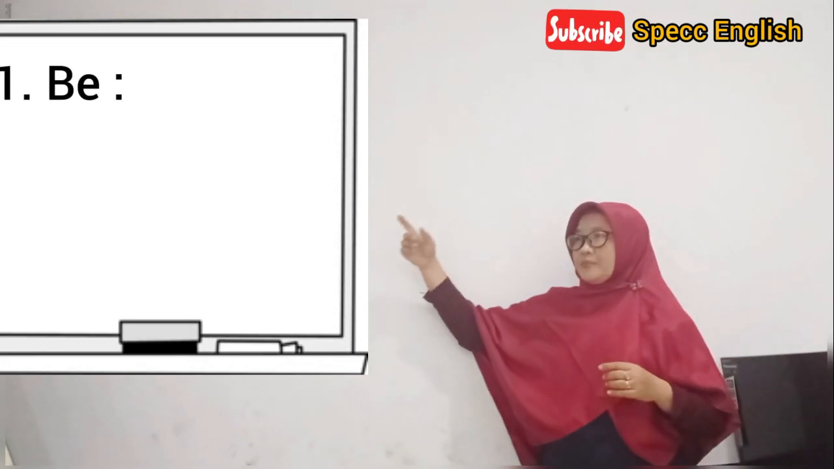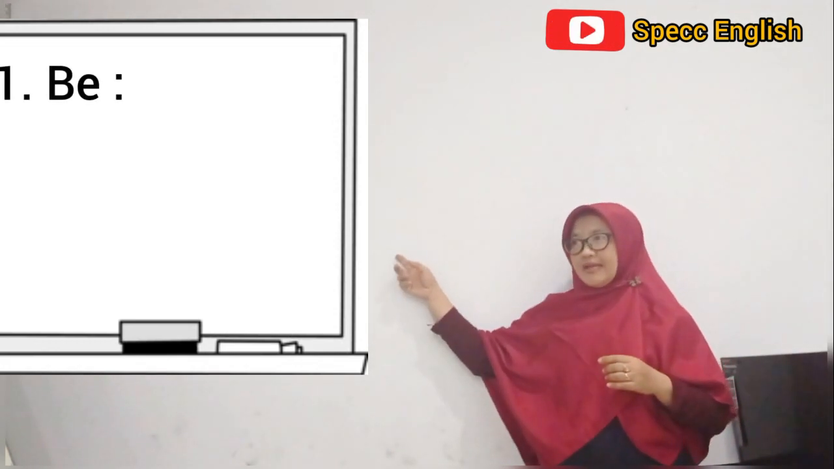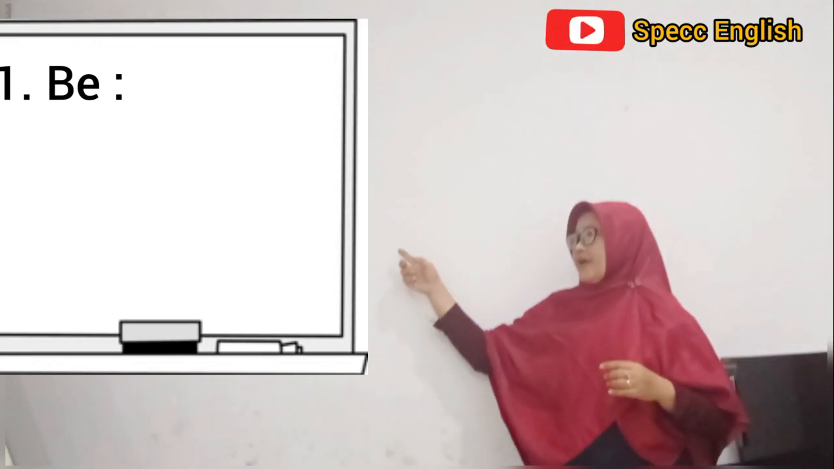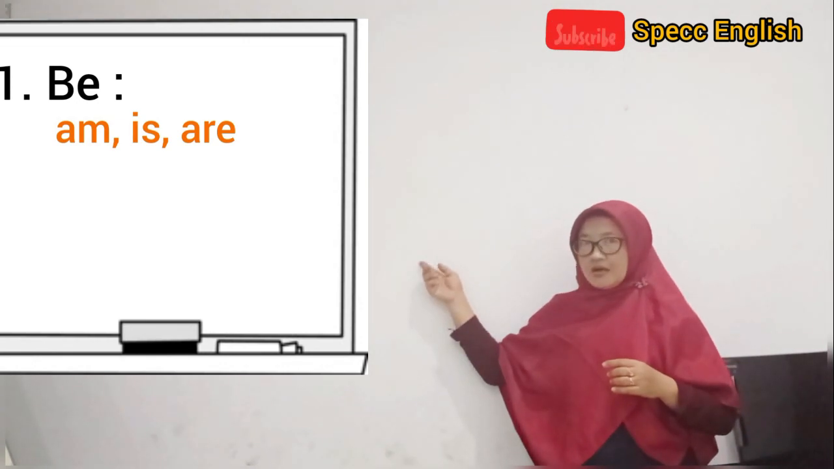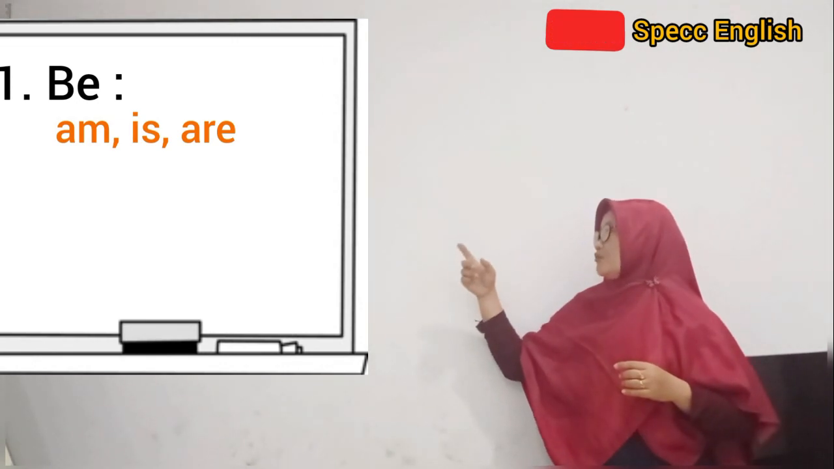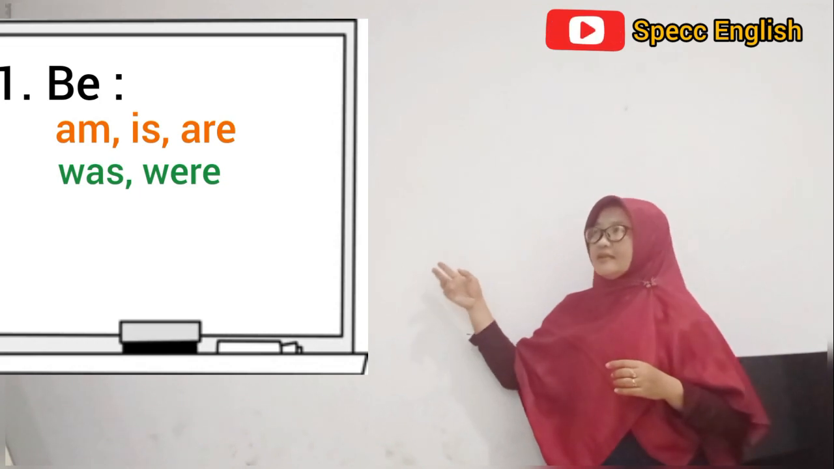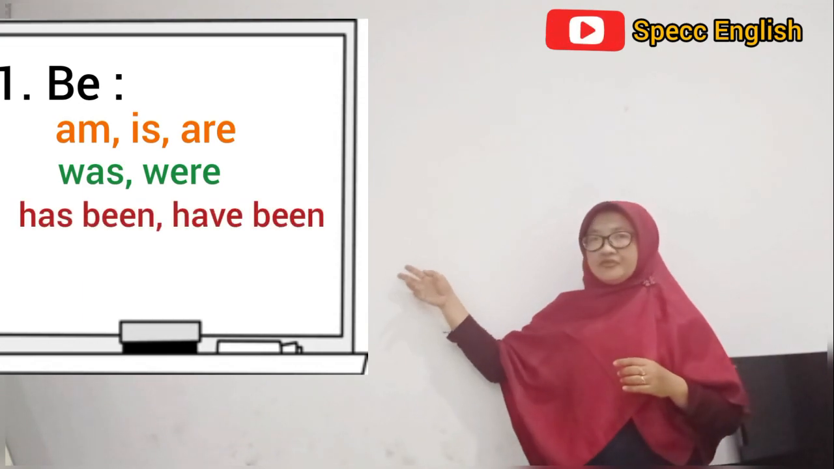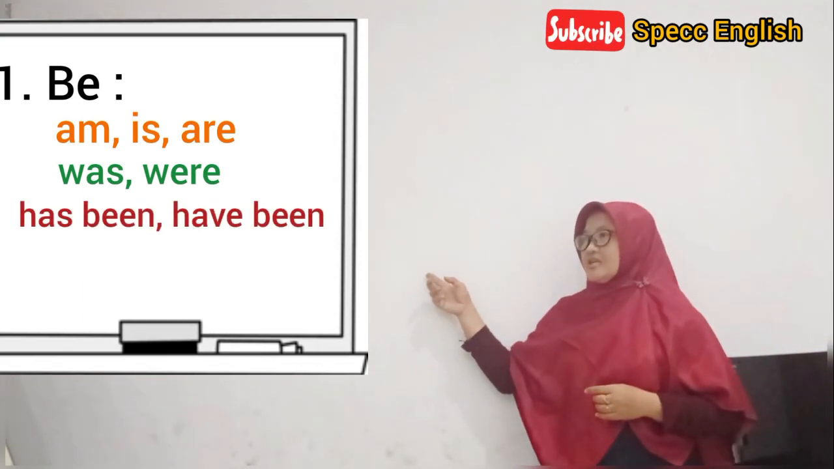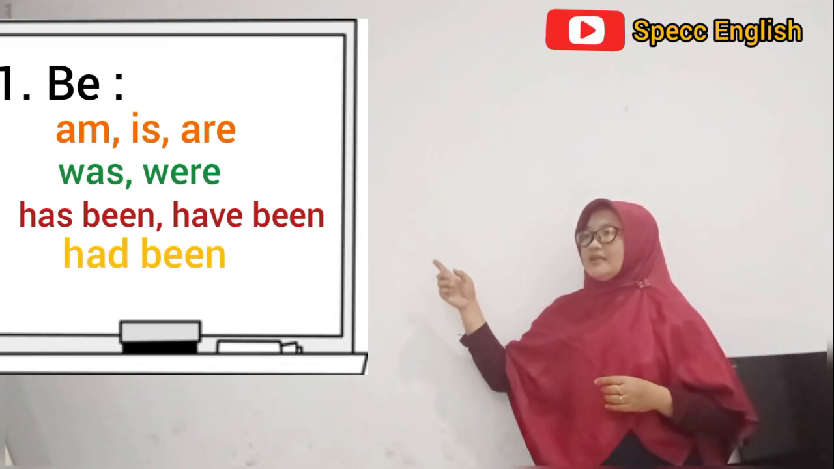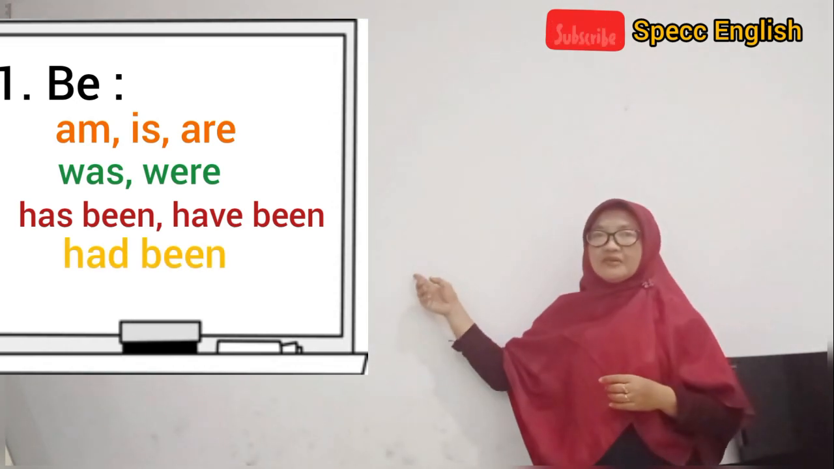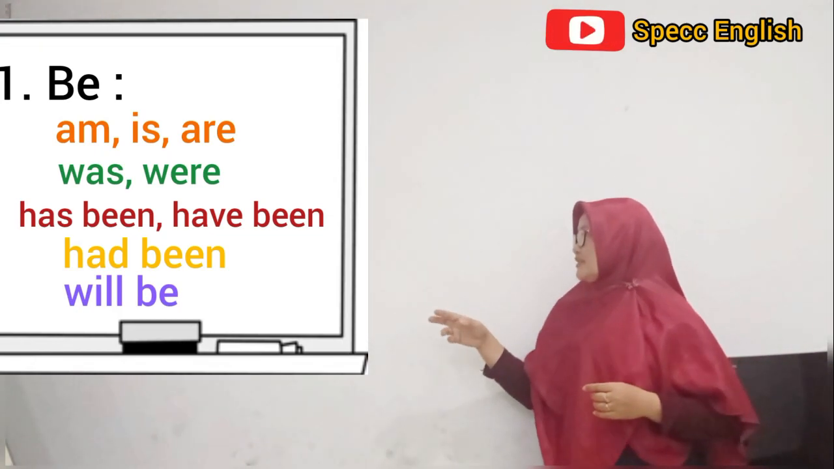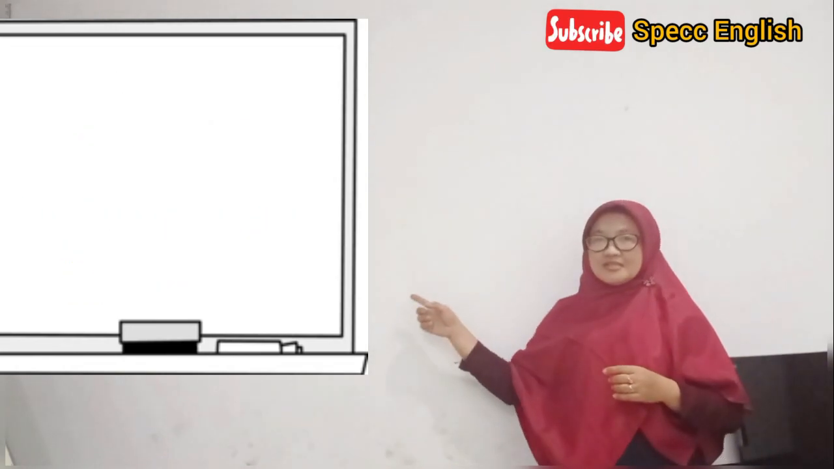First, that is be or to be at any tenses. In the present tense, for example, we have am, is, are. In the past tense, we have was, were. And then in the present perfect, we have has been, have been. In the past perfect, you have had been. And then in the future, we will have will be. Okay? And then the second characteristic is the verb itself.